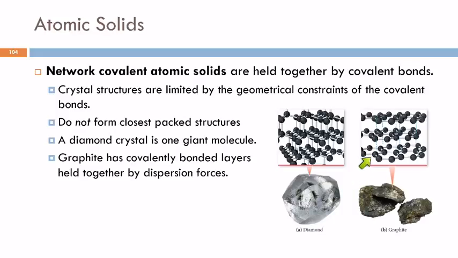Graphite is also a network covalent solid, but here we have layers. There's a layer of carbon atoms that are bonded to each other covalently, and then there's another layer and another layer, but those layers are held together by dispersion forces. And that's why graphite is soft and slippery, and it makes great pencil lead, because when you press it on paper, it leaves some of itself behind as you move the pencil over the paper.